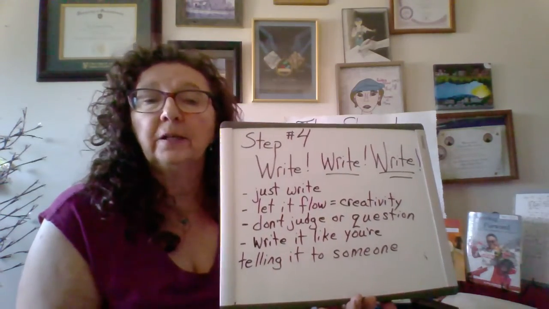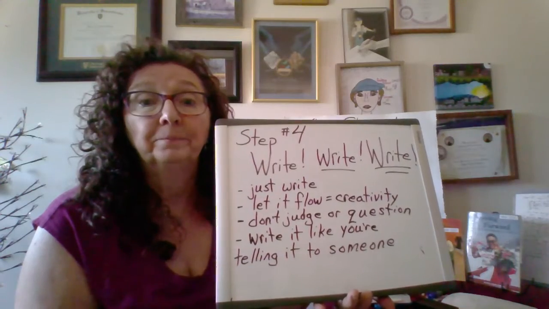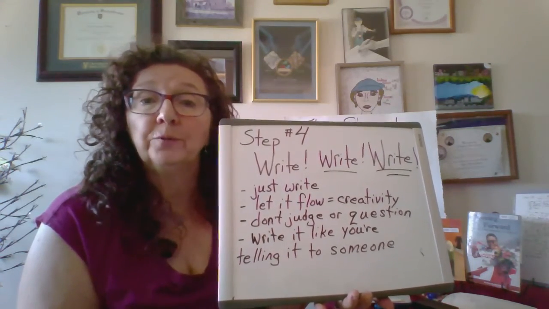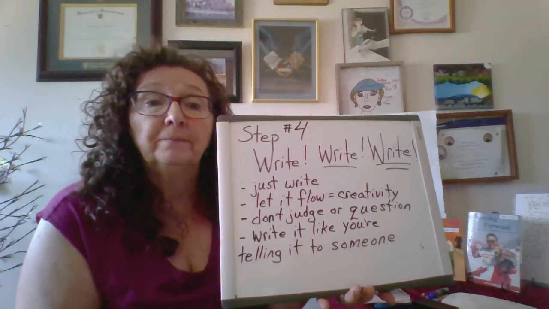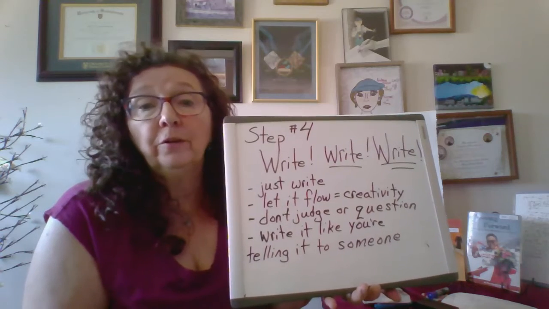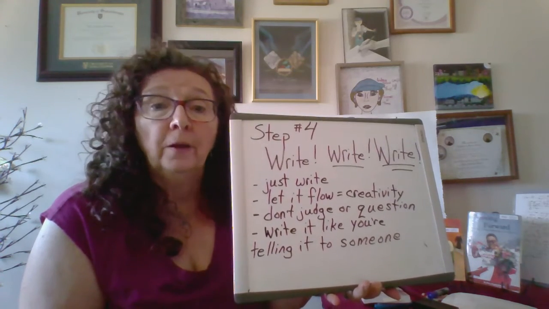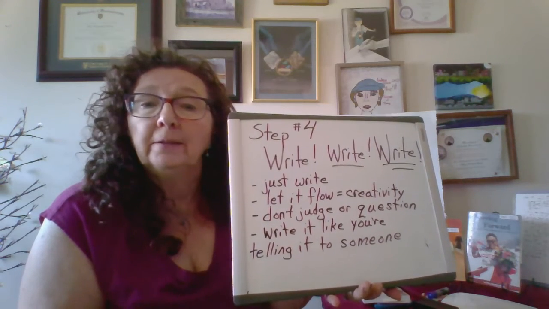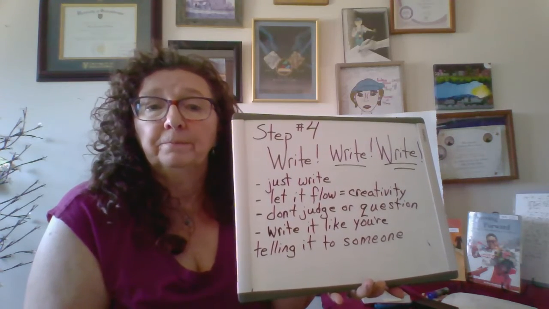Here are the things to think about in step 4, which is write, write, write. Just write it. Let it flow. That's where the best creativity comes from, I think. Don't judge it. Don't question whether your character should be older or younger, or make it a boy or a girl. Just write it like you planned it all along, and write it like you're telling it to somebody. That sometimes is called finding your voice.